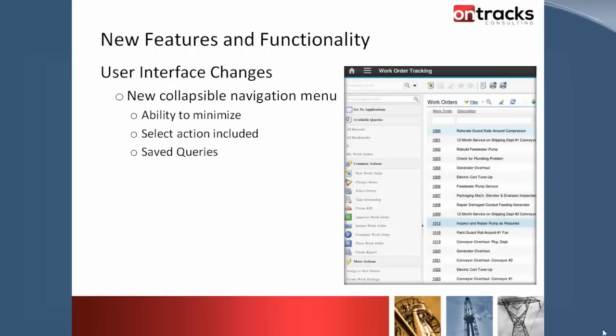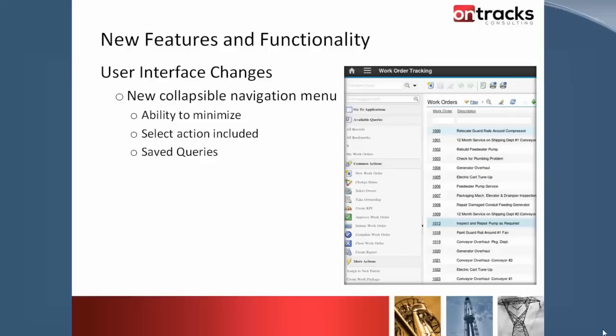All right, so one of the big changes is the user interface. The user interface has a new collapsible navigation menu. This is on the left-hand side of the screen. What this is called is left-hand navigation. There's a few things that you can do with this. You have the ability to minimize the screen. You can minimize it with a button. It's going to push the left-hand navigation screen over to the left. You can click the button again. It's going to bring it back.